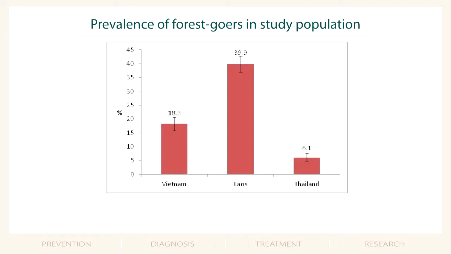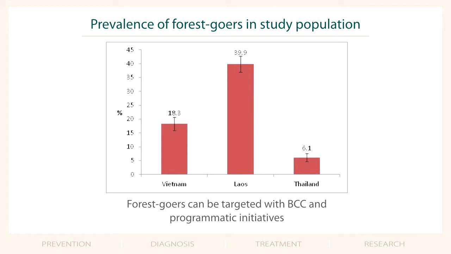population. So this first one shows that there was a much higher prevalence of forest goers in the population that crossed at the Lao border point. So almost 40% of people admitted to being forest goers. And this is much lower on the Vietnamese and the Thai borders. And so it's an important factor. We can target forest goers with behavior change communication and programmatic initiatives, such as hammock net distribution.